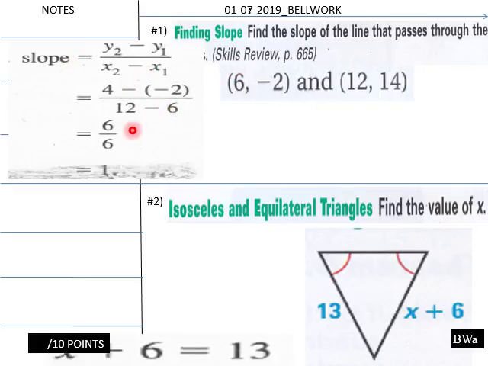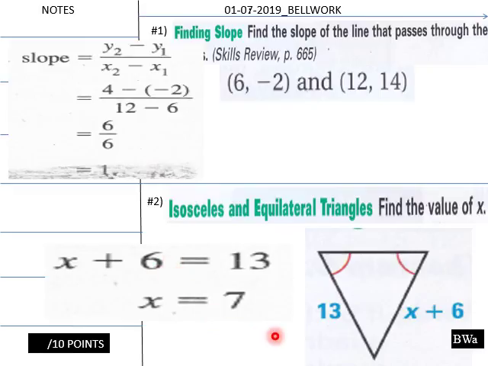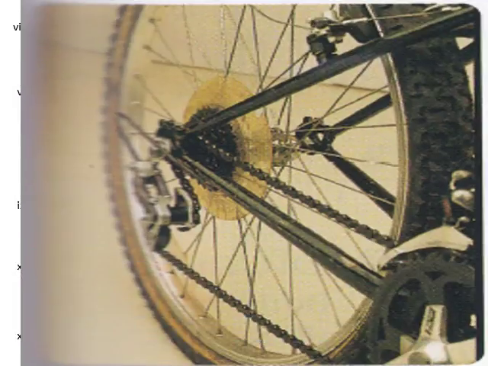Copy this down. And then for number 2, here we solve. We know these are equal because this is an isosceles triangle. So we solve for x. X equals 7 here.